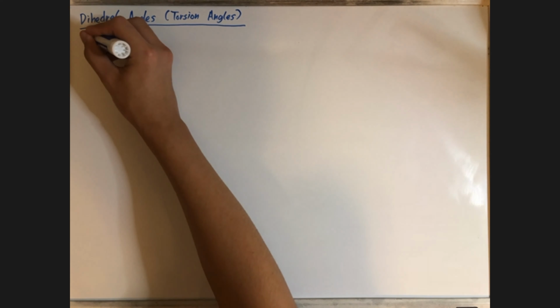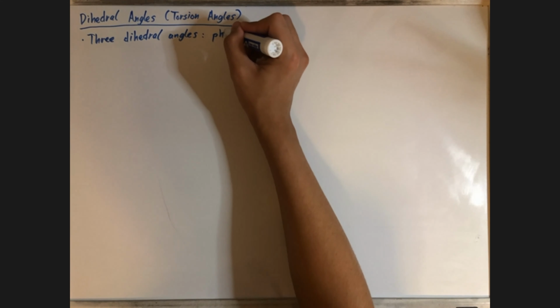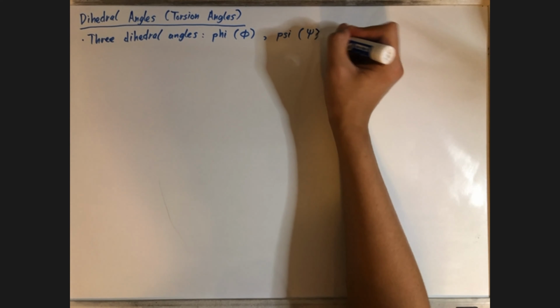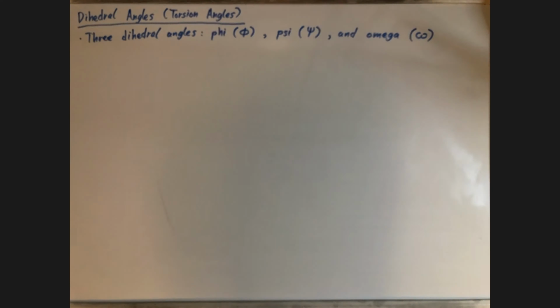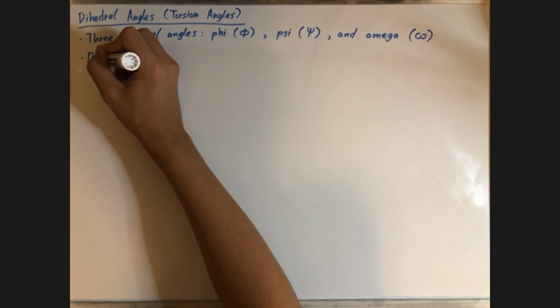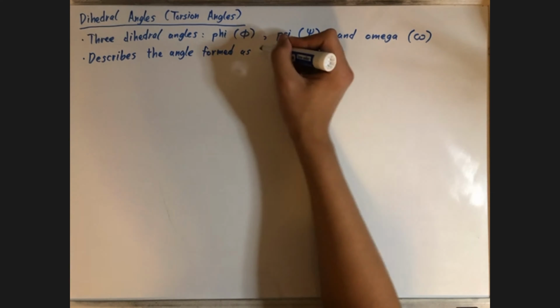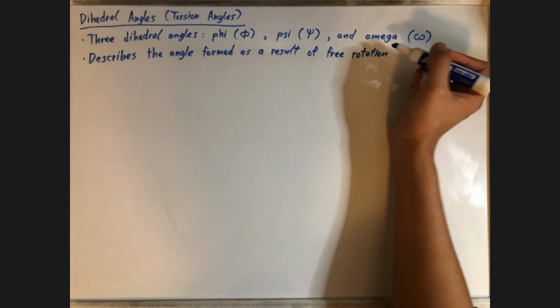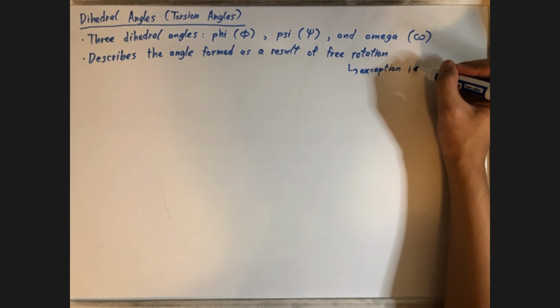So there are three different types of dihedral or torsion angles: phi, psi, and omega. And these dihedral angles are formed as a result of free rotation, with the exception of the omega angle.